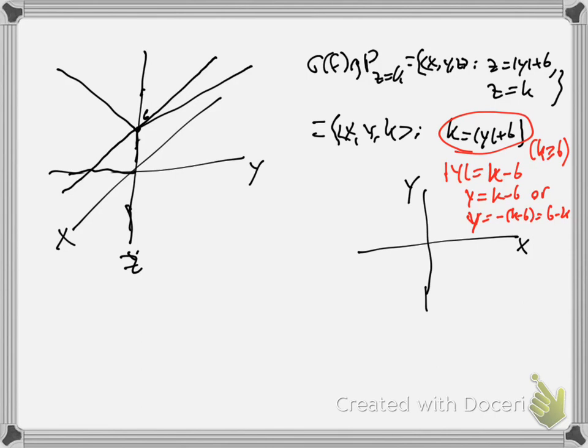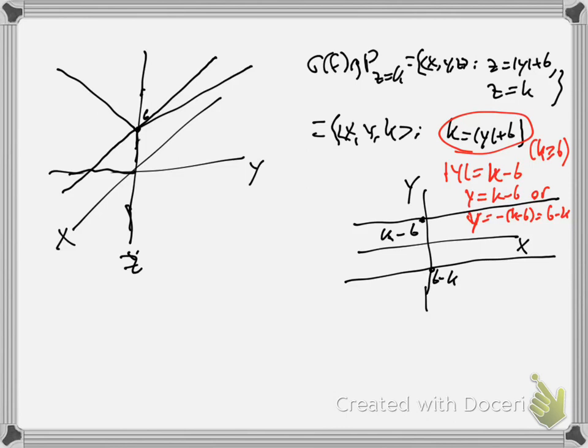So we basically get two solutions. We have k minus 6 over here, and we have 6 minus k over there. So this is the point 6 minus k, and this is the point k minus 6. And again, k minus 6 is positive, and 6 minus k is negative, because k is bigger or equal than 6.